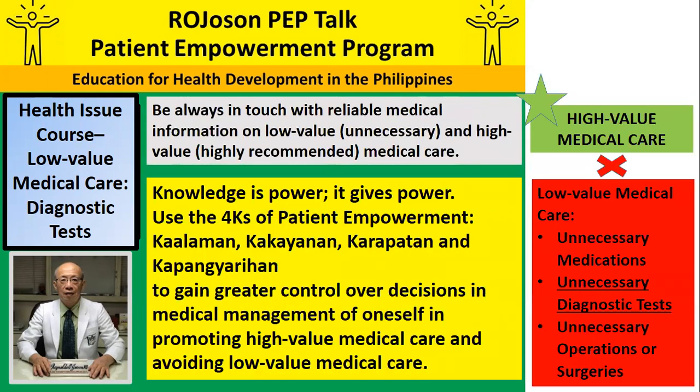So be always in touch with reliable medical information on the low value and high value medical care. Use the 4 Ks of patient empowerment: kaalaman, kakayanan, karapatan, kapangyarihan to gain greater control over decisions in the medical management of oneself in promoting high value medical care and avoiding low value medical care.